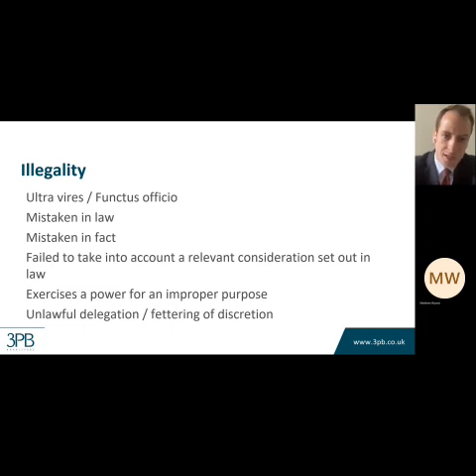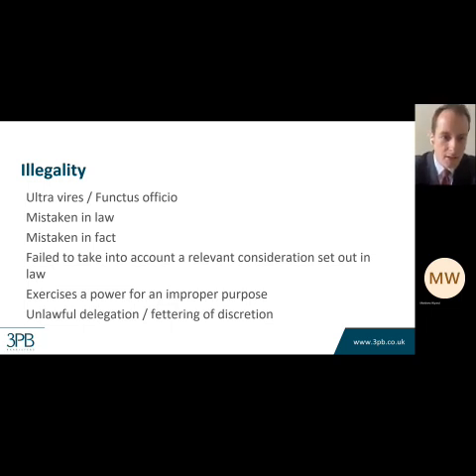Third point on this slide is mistake in fact. Local authorities need to make decisions on the basis of the facts as they actually are. And if they've made a mistake as to fact, then they should correct that and make the decision on the correct factual footing.